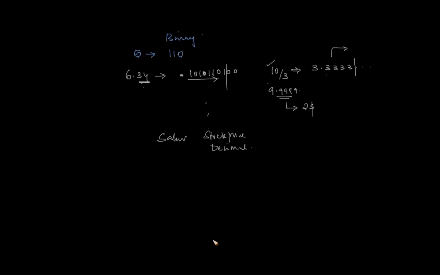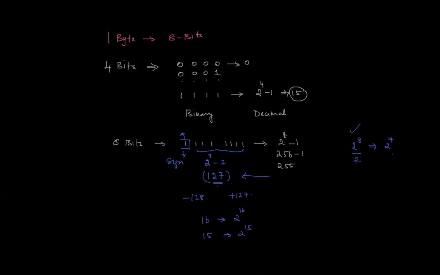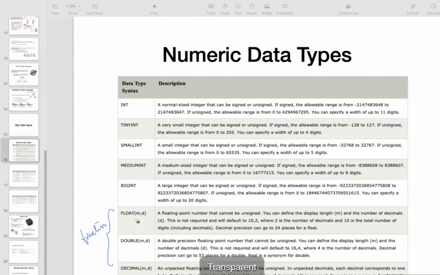So these are the 3 floating point data types. If you want fractions, you go for either float, mostly float. This is enough for most cases. Double if you want very high precision numbers, and decimal if you want to go for currency related data.